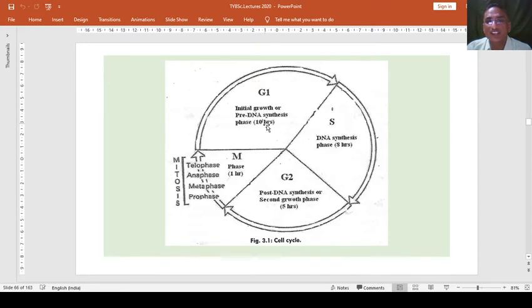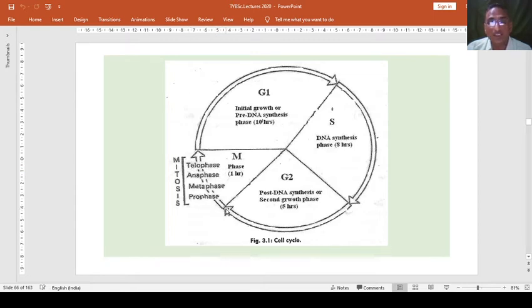This one is 10 hours, 8 hours and 5 hours, and only the last phase takes 1 hour, in which the cell divides into 2 cells. Within this 1 hour, it goes through mitosis. We can say generally body cells we study in cell division. So this division phase takes 1 hour, and during that 1 hour it passes through 4 stages, called first prophase, second metaphase, third anaphase, and fourth telophase.